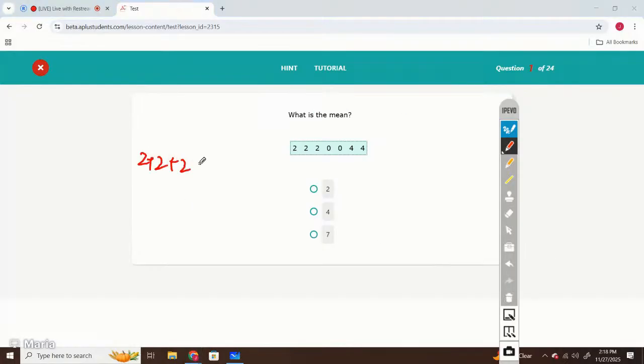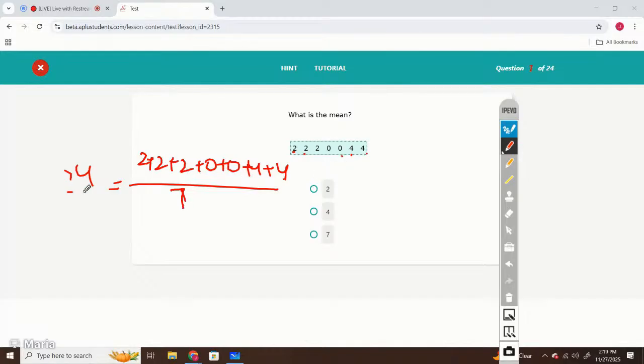2 plus 2 plus 0, 4 plus 4, 8, 9, 10, 11, 12, 13. So the sum of all the numbers is 14, divided by 1, 2, 3, 4, 5, 6, 7. So the sum of all the numbers is divided by the number of given numbers. We are given 7 numbers.